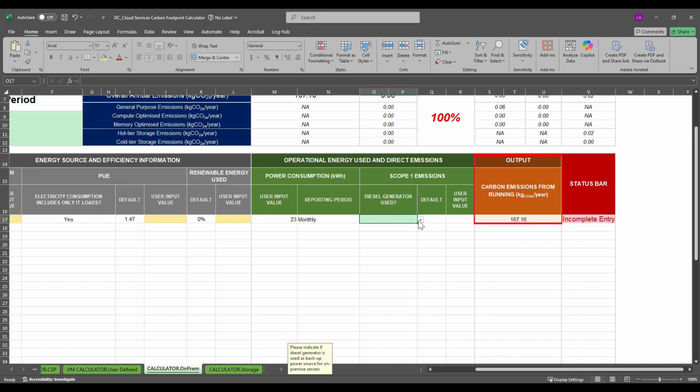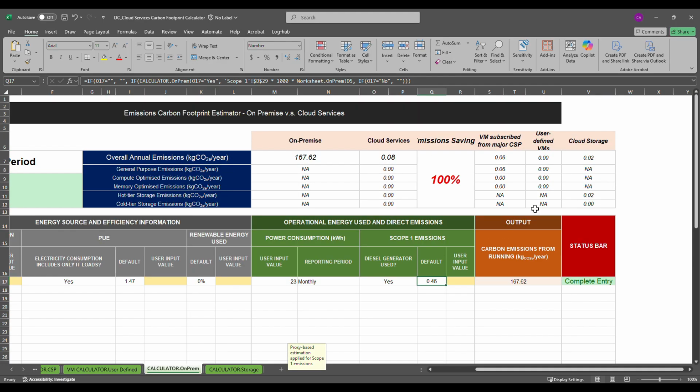Once you have entered all the required data, the calculator will generate the total emissions for your on-premises data center, expressed in kilograms of CO2 equivalent per year. Additionally, the status bar will indicate whether all inputs are complete. If it does not show complete, it means one or more cells in the previous columns may have been left blank and should be reviewed.